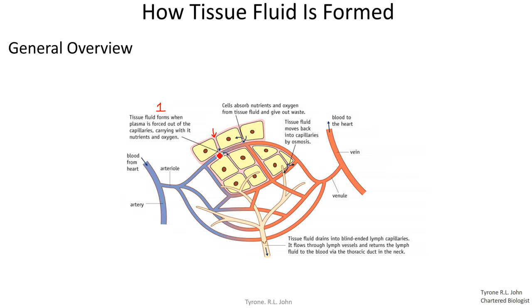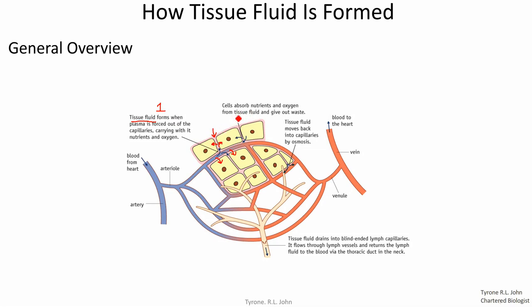The tissue fluid, as I've said previously, at the arterial end has high levels of nutrients and oxygen, and they are going to diffuse into the cells that the tissue fluid is bathing. My red arrows show the diffusion of substances into the cells. All of that would be happening at the arterial end. That's where we get the formation of tissue fluid.